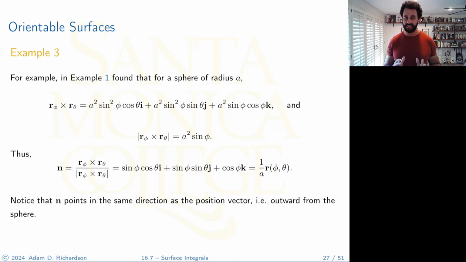And this makes sense. Remember, this is the spherical parameterization of the sphere of radius a, and it makes sense that the normal vector would point in the same direction as the position vector. Just imagine a sphere. If you're on a sphere, the normal vector is going to point out like that, in the direction of the position vector. So that's what's going on. You're seeing it manifest right here when we compute it using this more general theory.